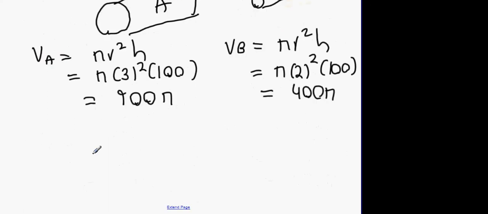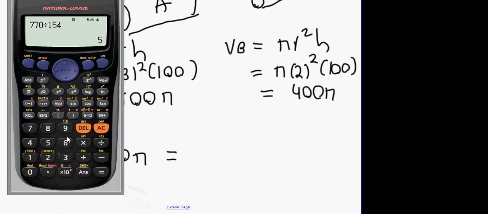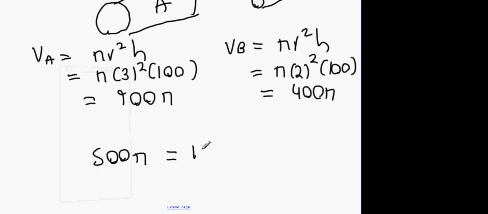And 500 pi is, anybody? You can use your calculator to convert it. We need to know what 500 pi is in decimals. It's 1570.8, let's say.